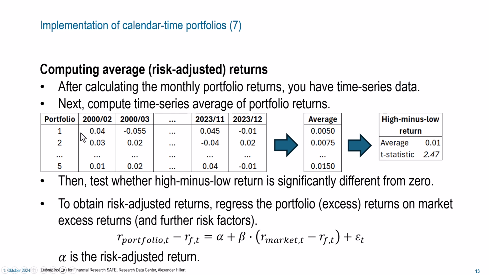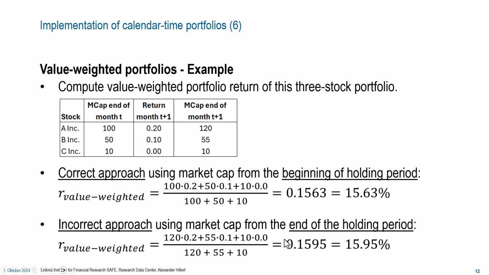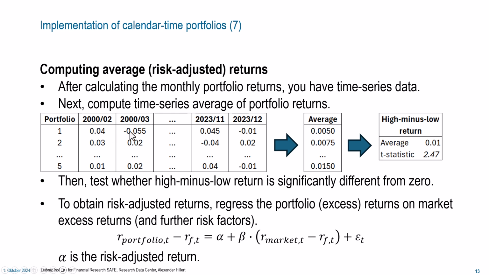So what we do, you see here is a table where we have our 5 size quintile portfolios, again starting in February 2000, the first holding period month in our sample, and ending in December 2023. And then we have the monthly returns. Just for consistency, we can go back here. We had 4%, minus 5.5%, minus 1%, and you see the same numbers shown here in the table.